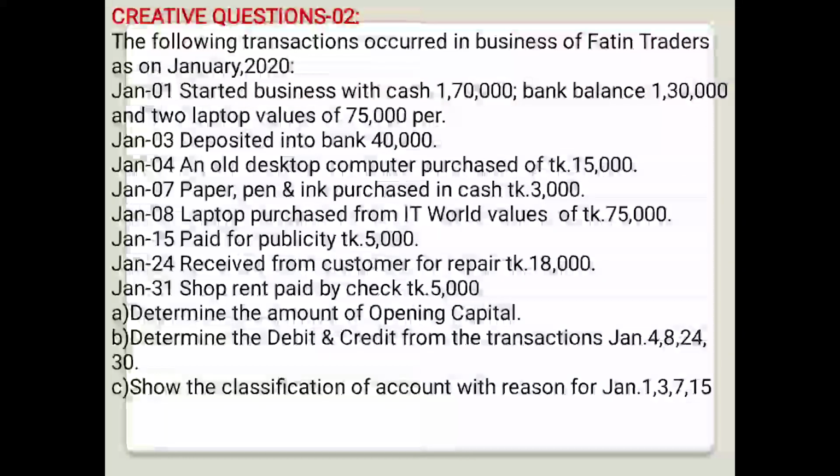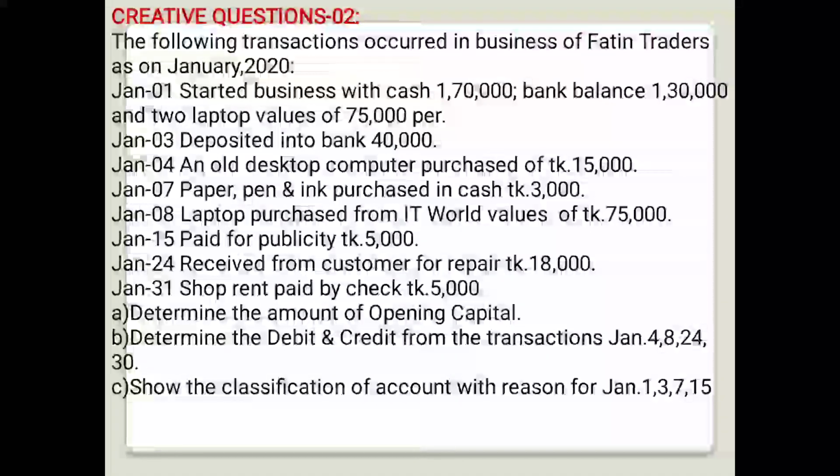January 7, paper, pen and ink purchased in cash. Paper, pen and ink are related to the stationery of any business. So when stationery increases, that is an expense increase. And when anything is purchased in cash, cash has gone from the business. So for increasing the expense, stationery expense account is debit and cash account is credit for this transaction.